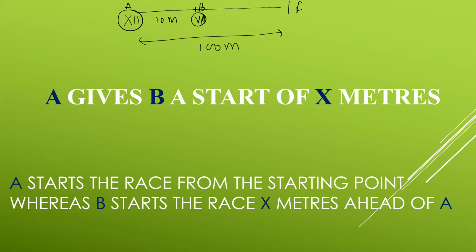Now what will happen? Total distance covered by this class 12 student is going to be 100 meters. On the other hand, this class 7 student will cover 100 minus 10, 90 meters. So this is what we call A gives B a start of X meters.